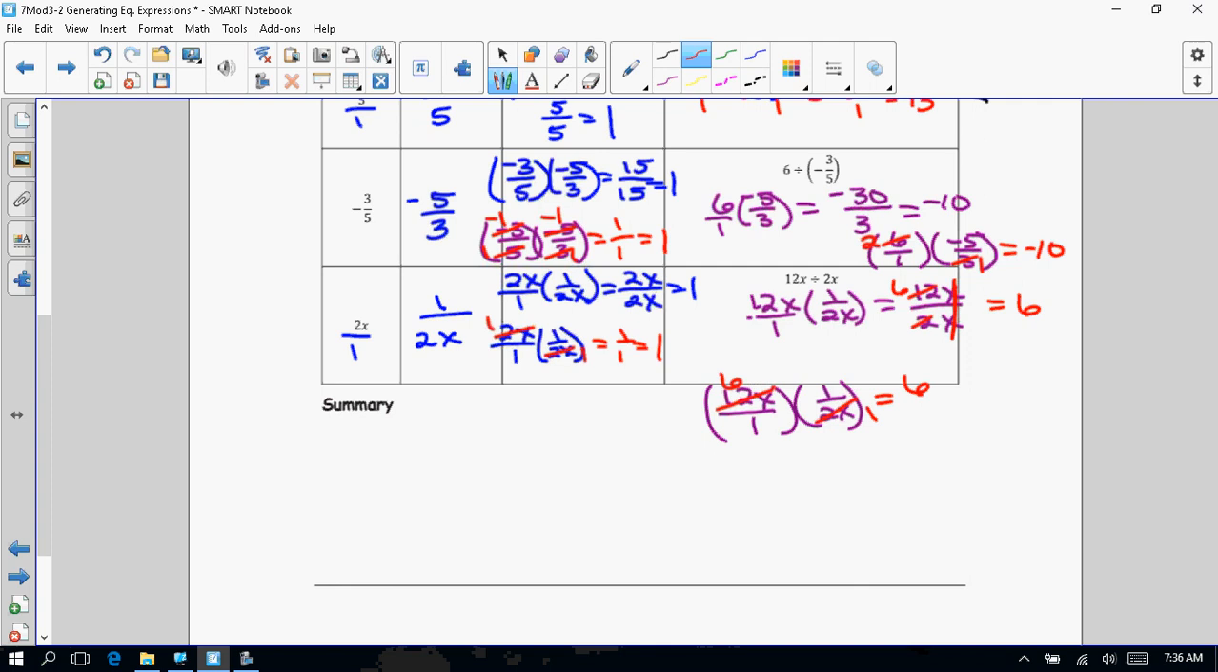Okay? So hopefully this made some sense to you guys. Multiplicative inverses are extremely important, very helpful for us in class, and I will go over this some more, clarify any questions that you may have.